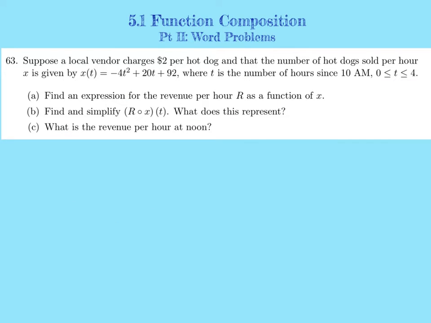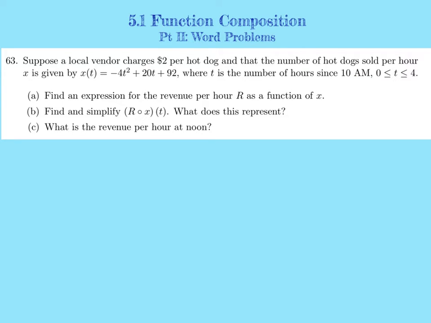Number 63 talks about hot dogs. So a local vendor charges $2 per hot dog. The number of hot dogs sold per hour, x, is given by x of t, and we have a quadratic trinomial here. T is the number of hours since 10 a.m., and it looks like this vendor's only open till 2 p.m., since that's 4 hours from 10 a.m. So the number of hot dogs sold per hour is x, and t is hours. So this x of t function is telling us how many hot dogs are sold per hour since 10 a.m.